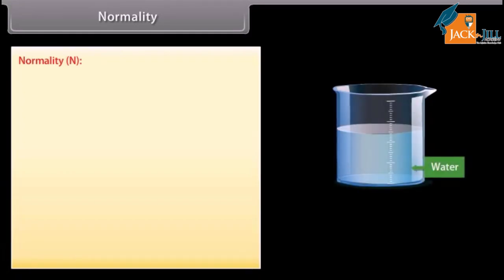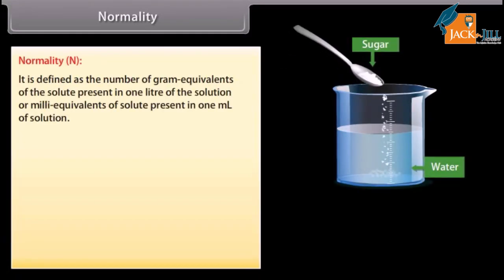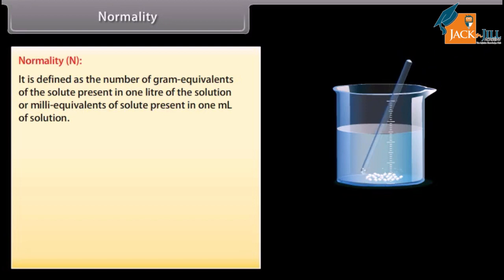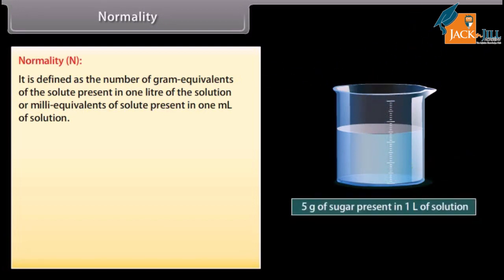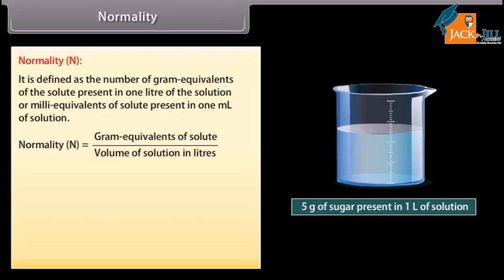Normality. It is defined as the number of gram equivalents of the solute present in 1 liter of the solution or milli-equivalents of solute present in 1 milliliter of solution. It is represented by N.